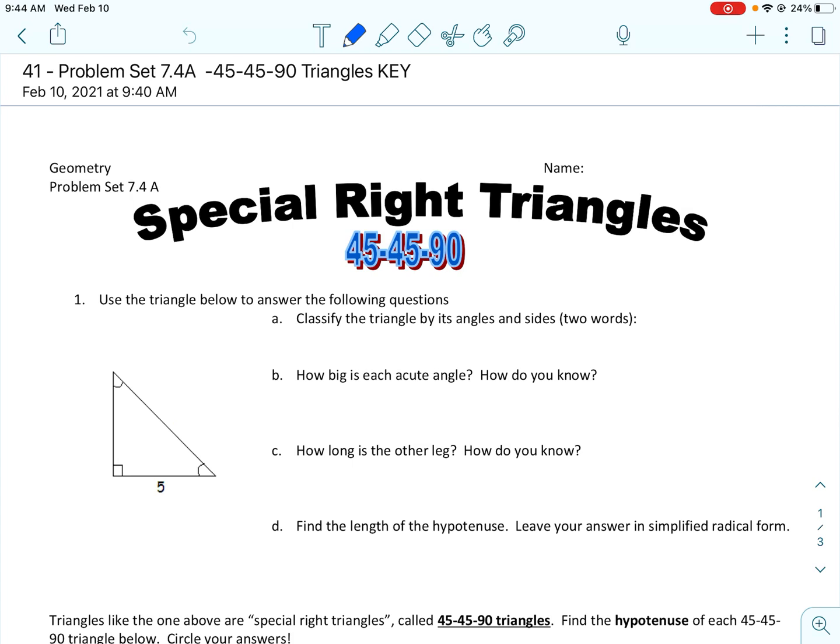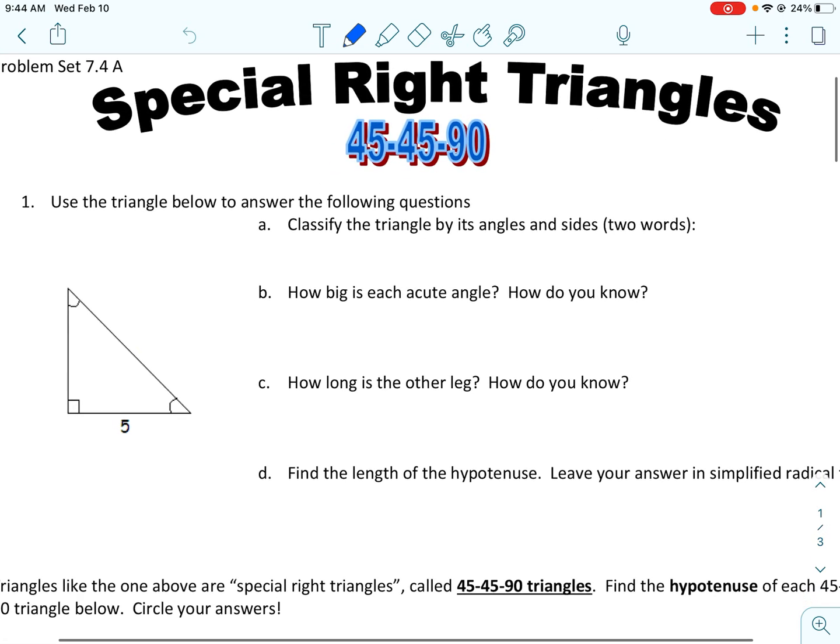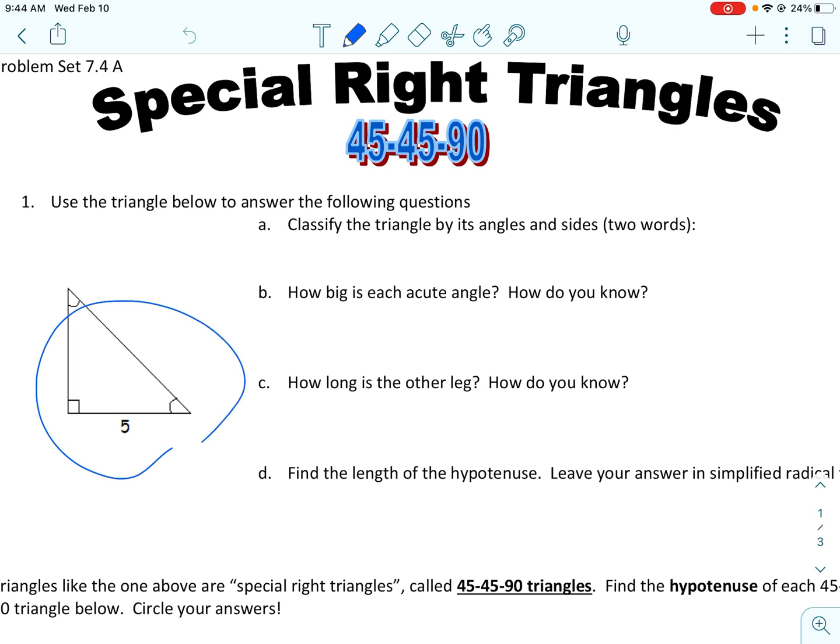Let's do this. All right, we got some 45, 45, 90 triangles. So that's talking about the angle measures. It says use the triangle below to answer the following questions. So we're looking over here. We're going to classify this triangle by its angles and sides. It's a right triangle, so by its angles means right, obtuse, or acute. And then by its sides, two sides are congruent, so it's a right isosceles triangle.